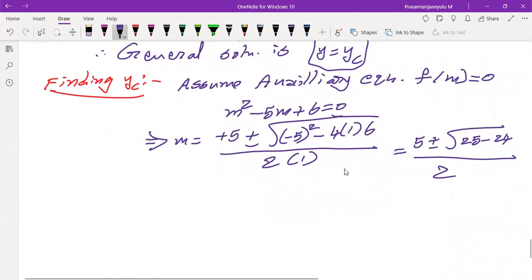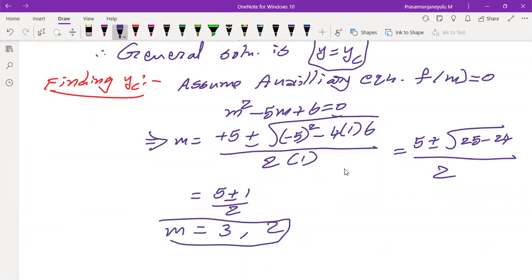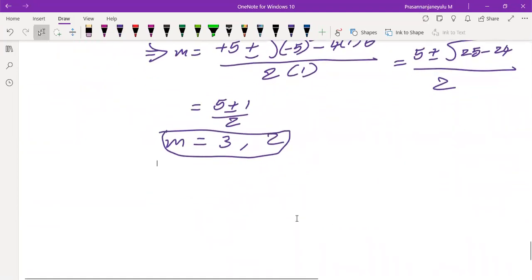The roots exist, so why did we give up? We could take 6 as 1 times 6, but that doesn't work. Okay, let's see what we get. 5 plus or minus 1 by 2. So what are the roots here? Minus b plus or minus root of b square minus 4ac by 2a. So one is 3 and another one is 2. The roots exist. It can be written as minus 3, minus 2; we forgot that. Okay, right, no problem. Anyhow, we finished it using this way.